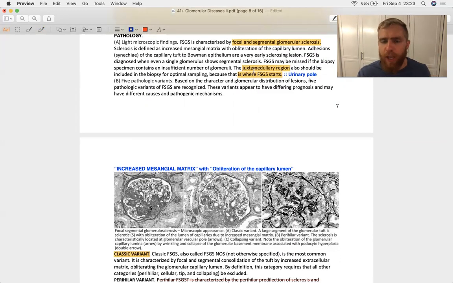The juxtamedullary region of the glomerulus is where this pattern of damage starts, and so that's the urinary pole.